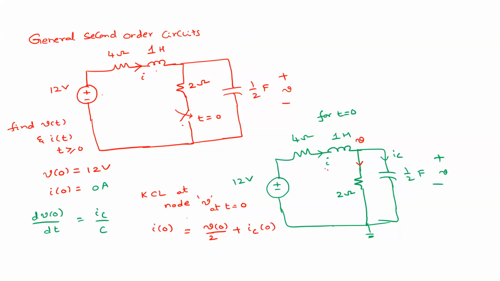Okay. So what is IC of 0? What is I of 0? I of 0 minus V of 0 by 2 gives IC of 0, so it will be minus 6. Agree? Yes, sir. Okay. So now dv of 0 by dt is IC of 0 by C, right? IC of 0 is minus 6. What is the value of C? 1 by 2. So that means this is minus 12 volts per second. Understood?